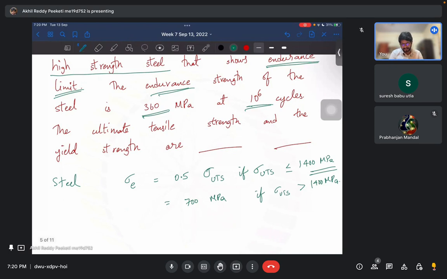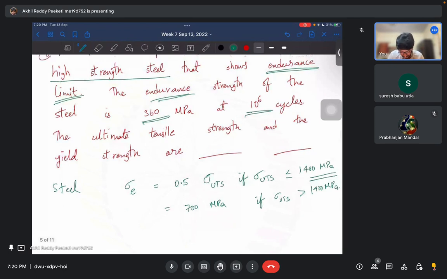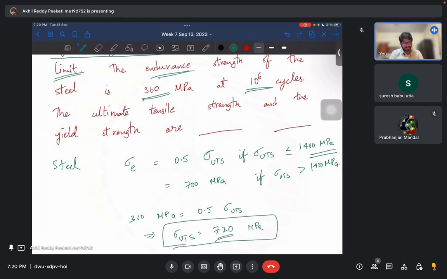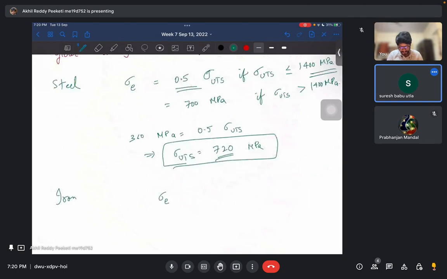So here we were given 360 MPa as endurance strength. So sigma UTS is 720. Okay, so this 720 is less than 1400, so this is valid. And for iron, sigma endurance is 0.4 sigma UTS till 400 MPa. So these equations are there in your textbook, so you can just check it out.